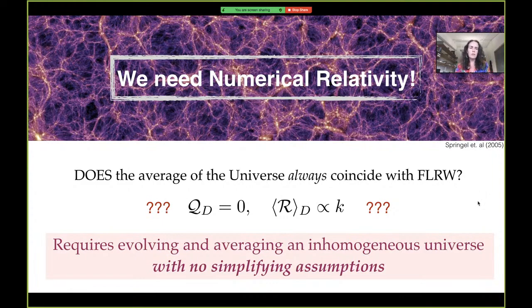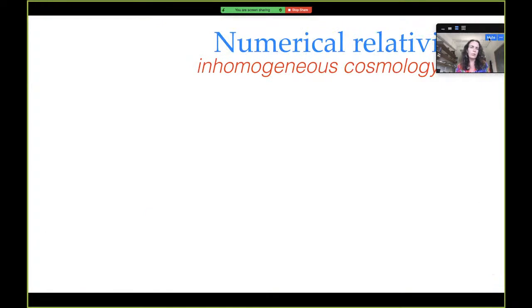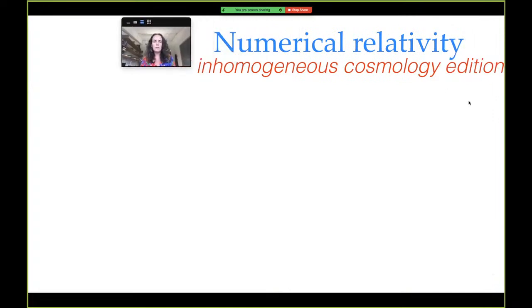I did give a bit of an introduction in my technical talk on the Einstein Toolkit and FLRW solver, and Cristian also gave a nice introduction to the 3+1 formalism of numerical relativity in his talk as well, so do check that out for more details. But I'm just going to give a bit of an overview of the inhomogeneous cosmology edition of numerical relativity.